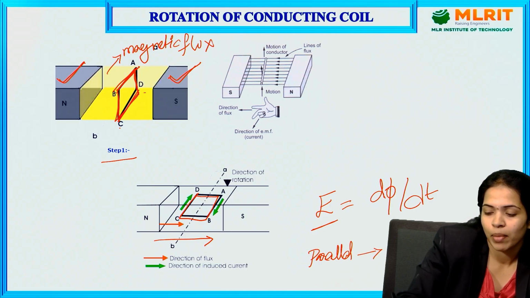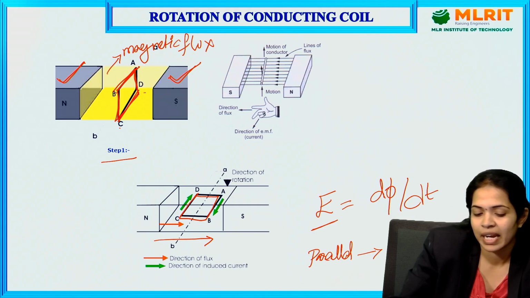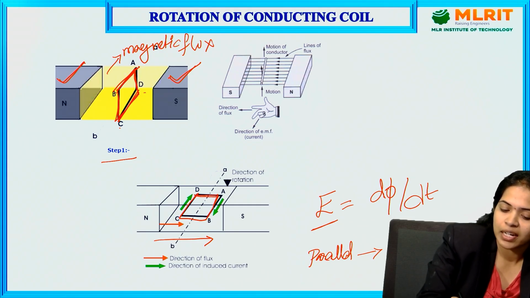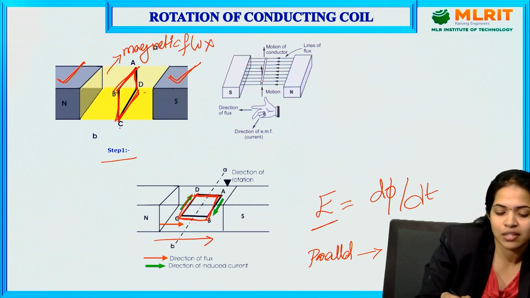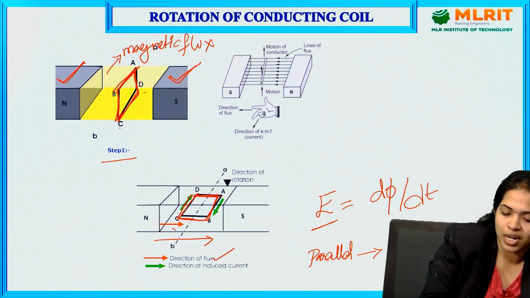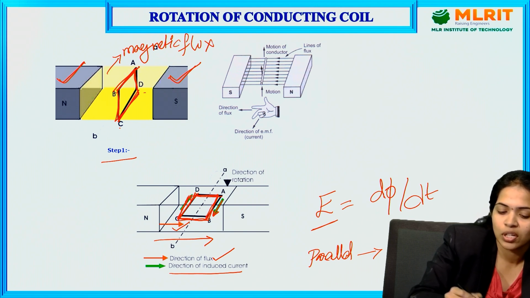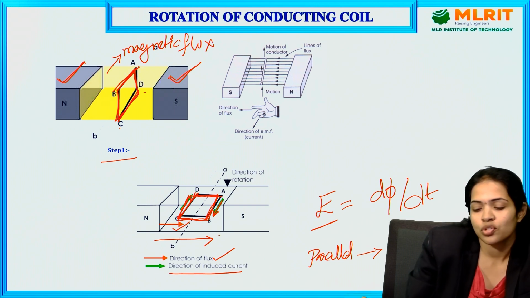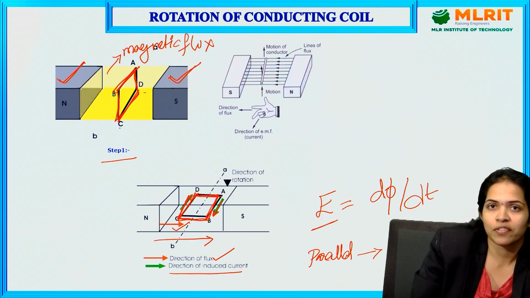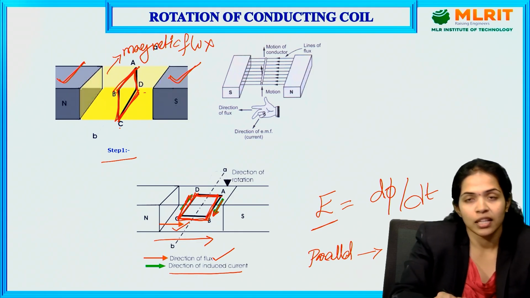it is maximum. So the maximum value of EMF is attained when the current carrying conductor is parallel to the magnetic flux direction. So we can see the direction of magnetic flux with this red arrow and the direction of induced current in both the sides of the current carrying conductor coil in this way. As the conductor is a closed circuit, this stationary magnetic field is responsible for the production of current in this coil.